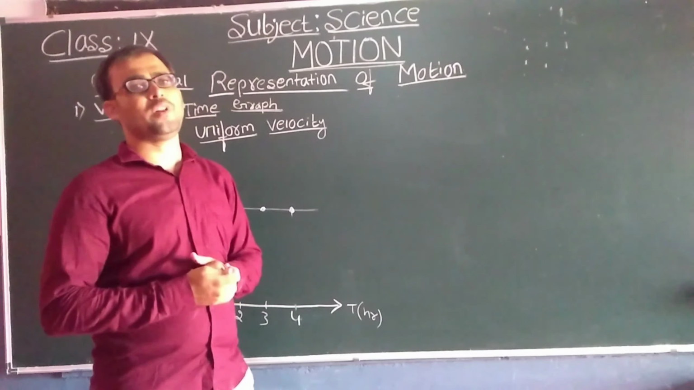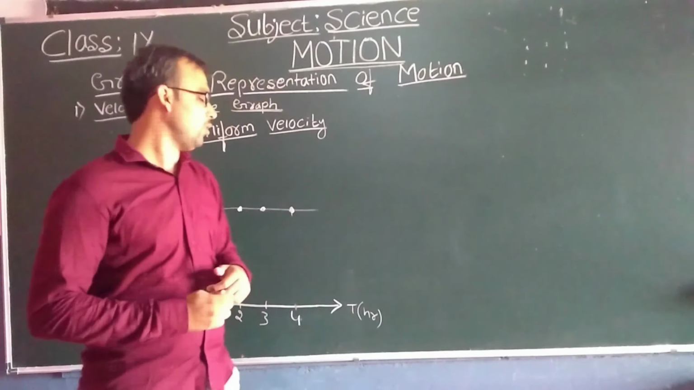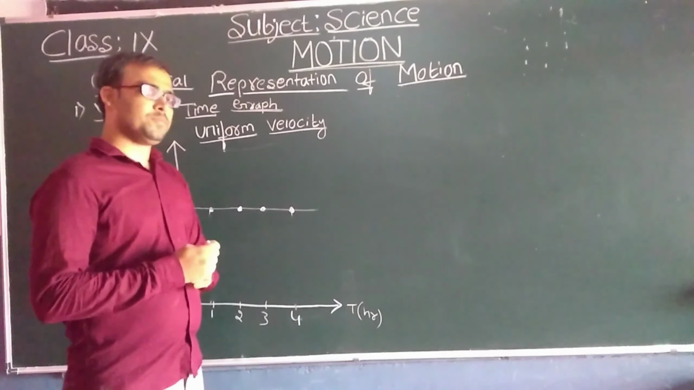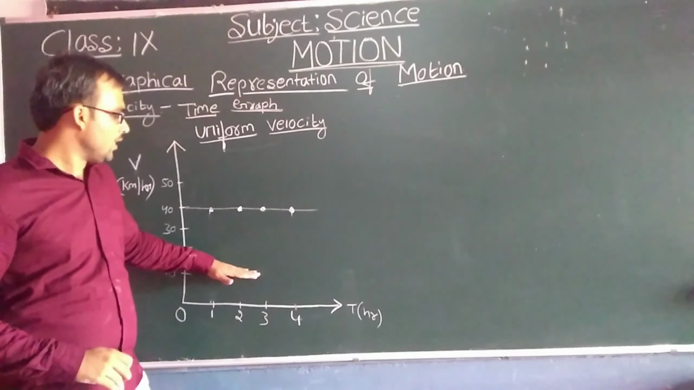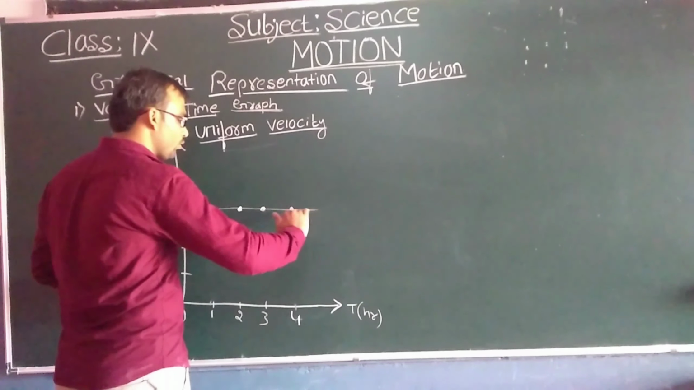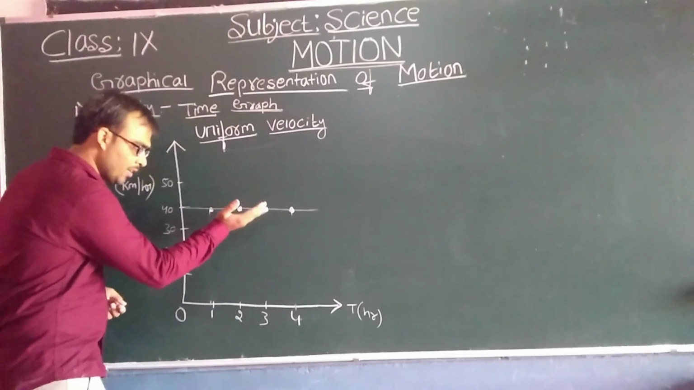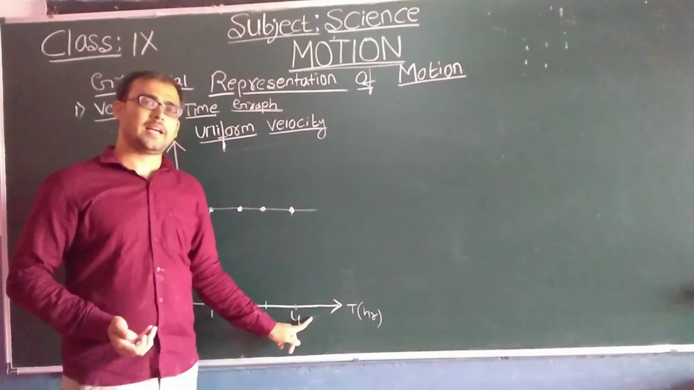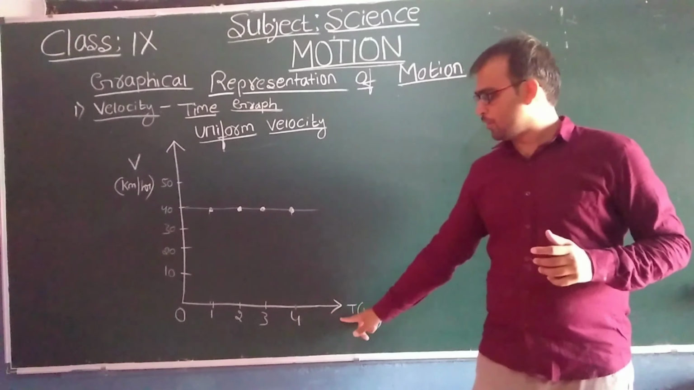Is there any change of velocity? No, there is no change of velocity. So acceleration is 0, because the body is moving with uniform velocity. As the body is moving with uniform velocity, the height of the graph will not increase or decrease, it will remain straight. So you get a straight line parallel to the x-axis.